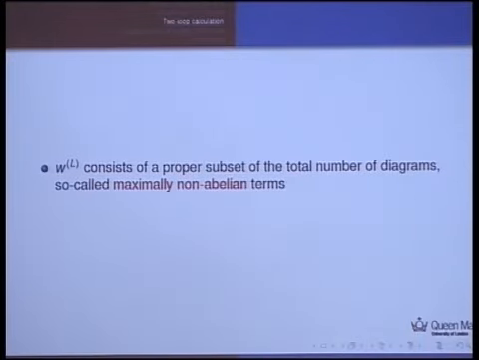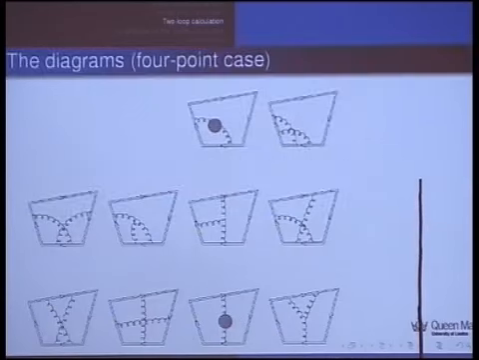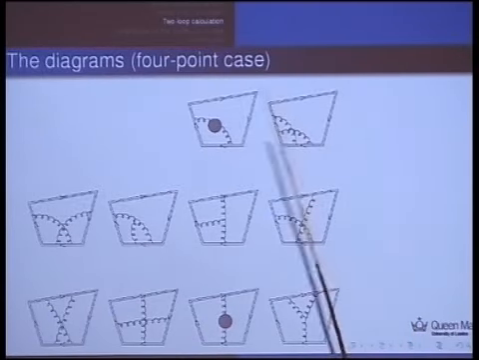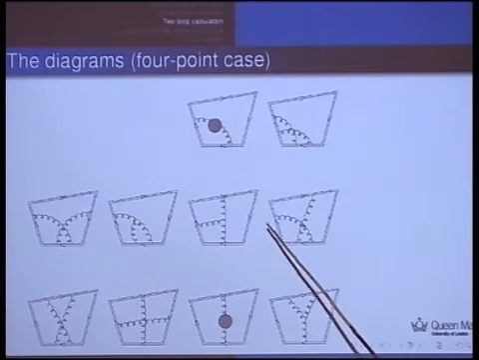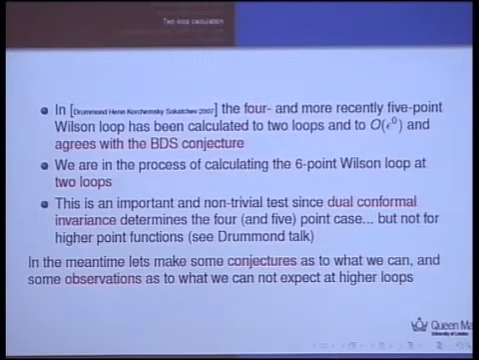So here the advantage of the non-abelian exponentiation theorem is that this little w is a subset of the full number of diagrams that you have to calculate. So at 4 points, the 2-loop calculation is done by Drummond et al., and you look at these diagrams. And it agrees with the BDS conjecture. So it's been calculated up to order epsilon to the 0, this term. And also the 5-point, recently, earlier this week, as we've heard, was also calculated.